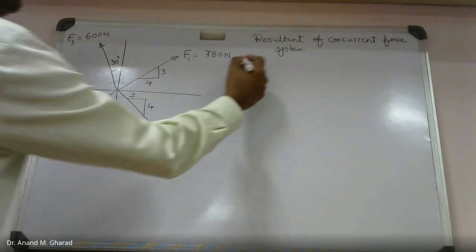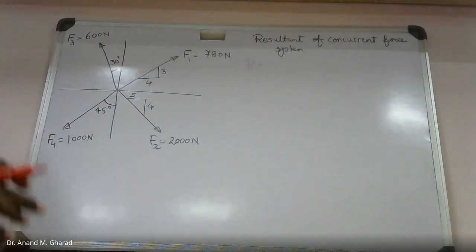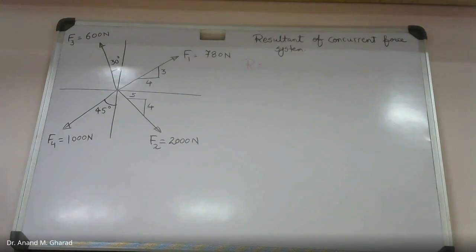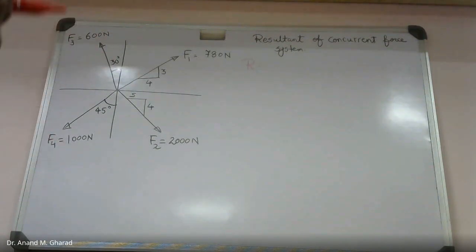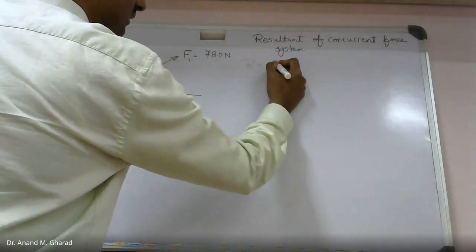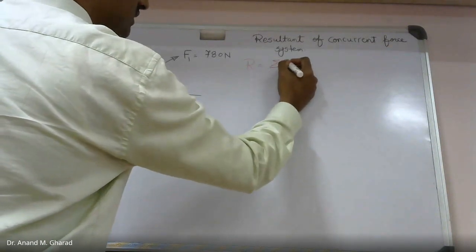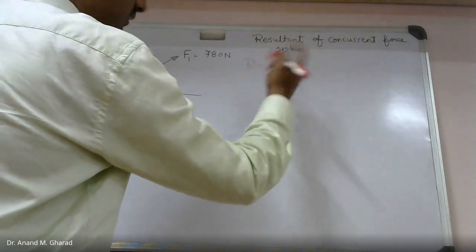What do you understand by resultant? The resultant, which is denoted by capital R, is nothing but the effect of all the forces which are acting on the system, and it will be represented by a single value. Since the resultant is a force, it will be accompanied by a magnitude as well as a direction. So that's why R is mathematically expressed as the summation of all the forces acting on a system, isn't it? So that resultant can be separated in other forms.